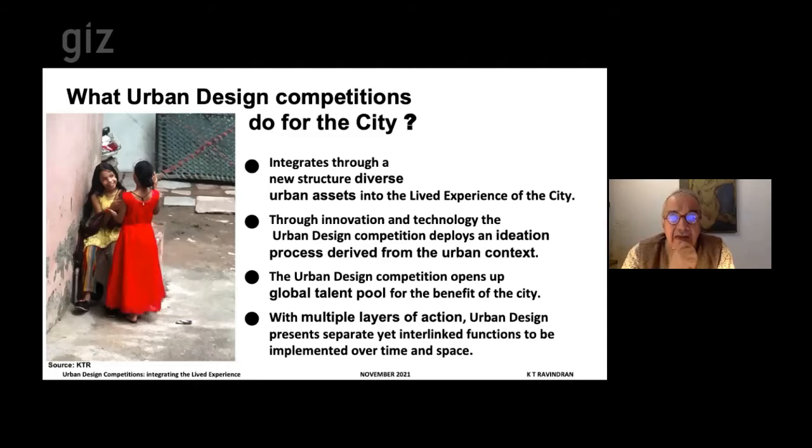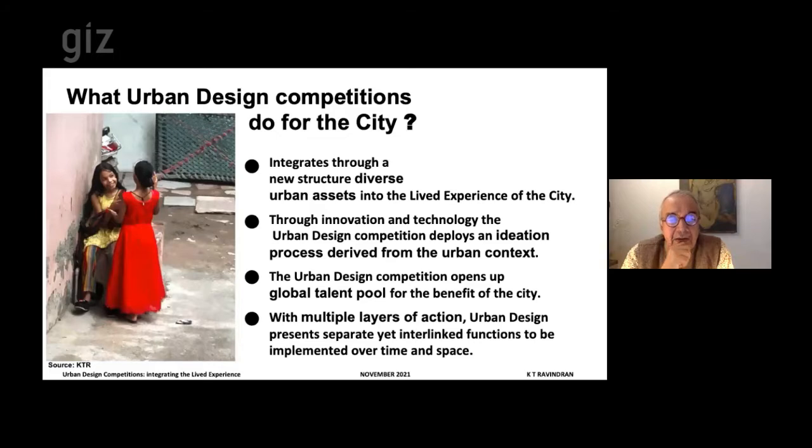Now, through innovation and technology, the urban design competition deploys an ideation process derived from the urban context. What makes it very distinctly different from a planning regulation, which normally bases itself on standards established either abroad or here or globally shared, whichever form it is. Standards are applied with the idea that one shoe fits all. Well, it doesn't. The solutions must emerge out of the urban context. And that's a fundamental lesson which the urban design competition actually brings out.